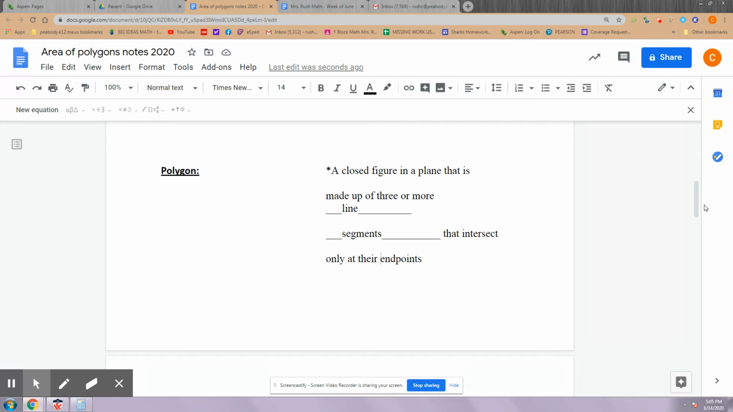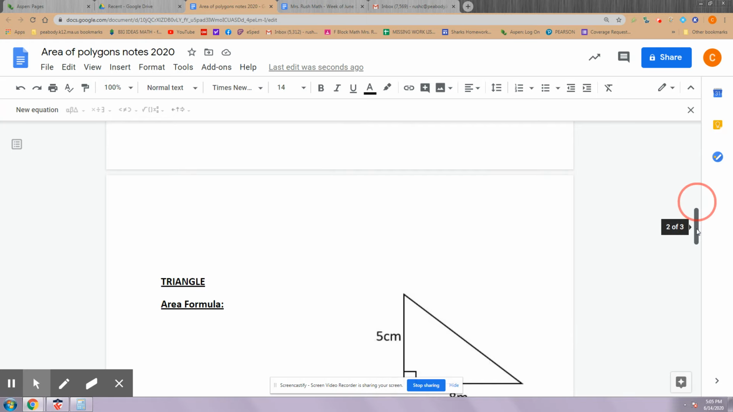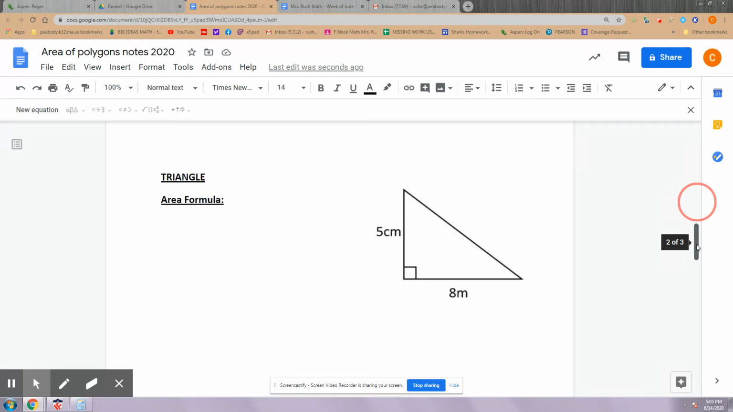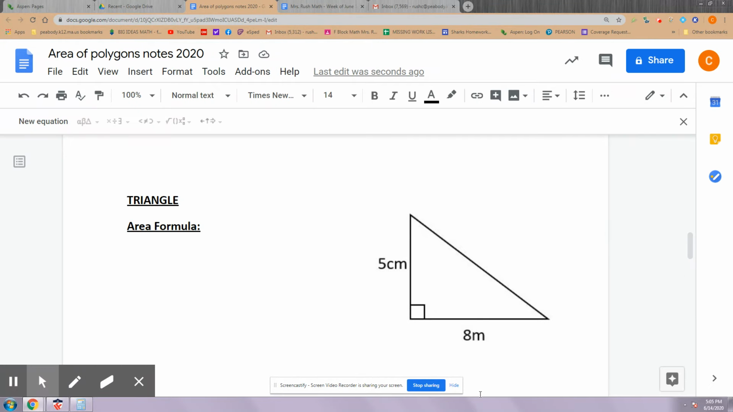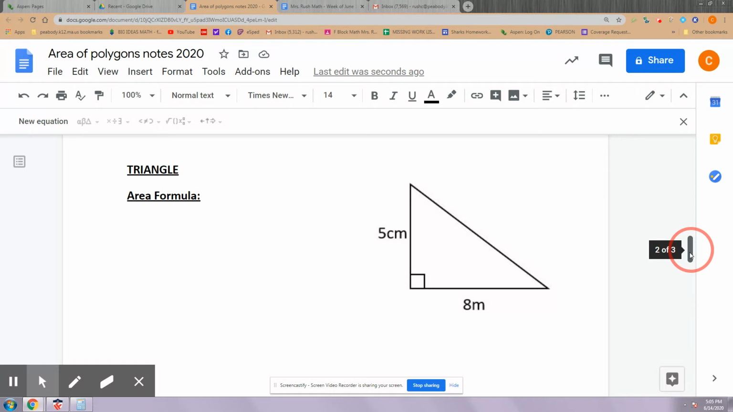All right, awesome. So there's 3 shapes we're going to talk about this week. The first one is a triangle. When you have a triangle, the area formula for a triangle is always going to be the same. It's going to be base times height divided by 2. So this right here is your formula to find the area of any triangle. You multiply the base times the height, and then you divide that by 2.